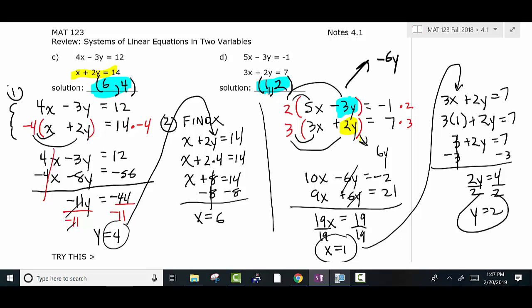So it doesn't matter which one we choose, they both will work? Both work. It's an absolute guarantee. So just take your pick.